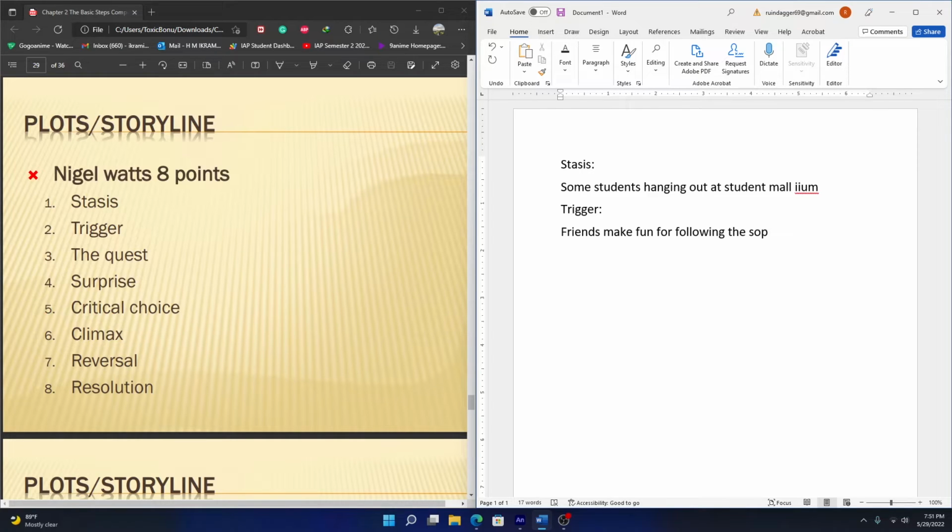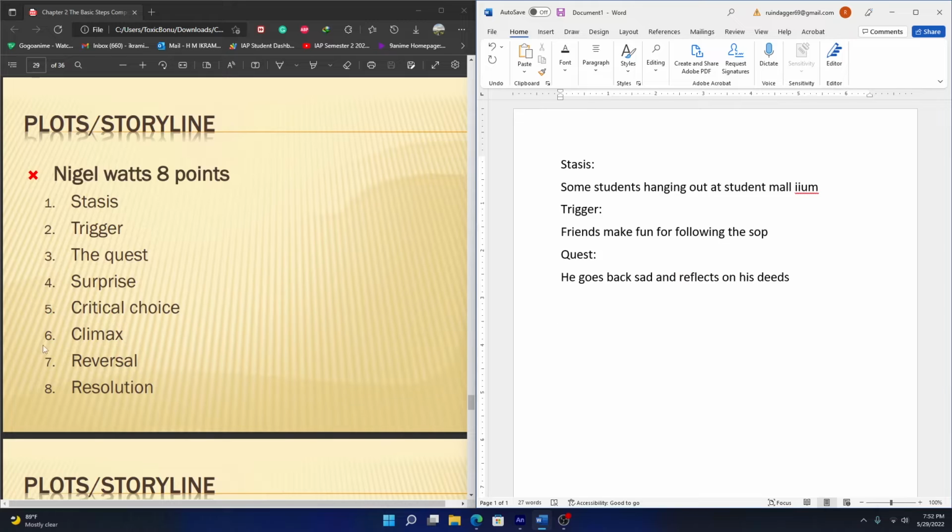And then comes the quest. So let's go ahead and write quest. The quest for my story would be, after he's ridiculed there, he goes back to his room and he thinks to himself about what happened today. Okay, he goes back sad and reflects on his deeds. That's going to be the quest.